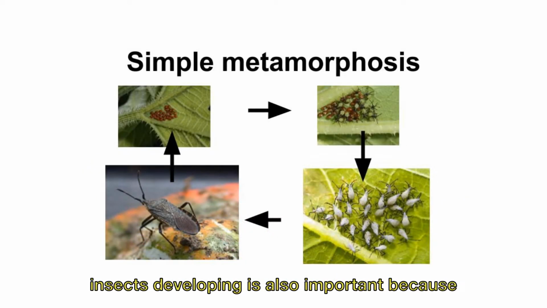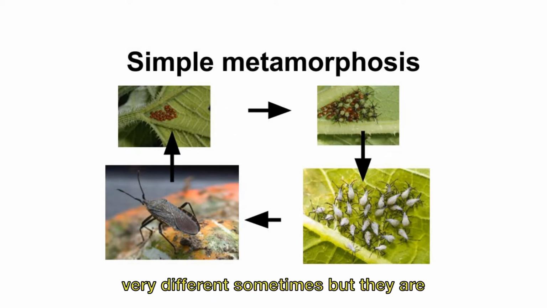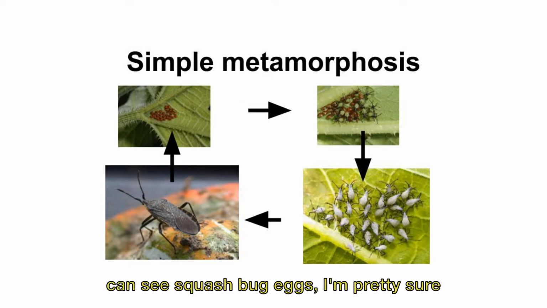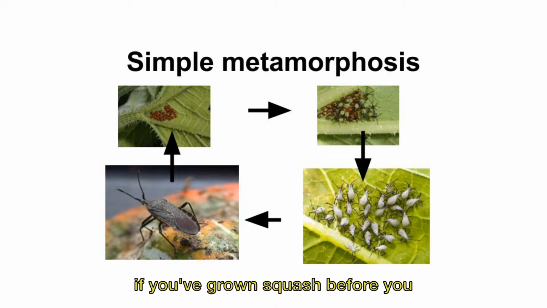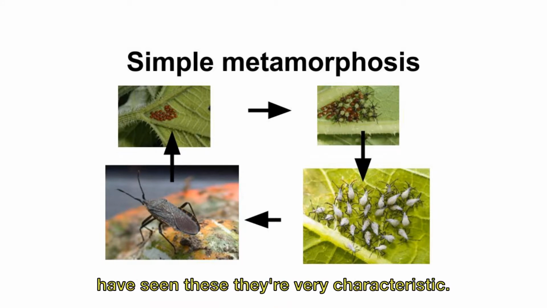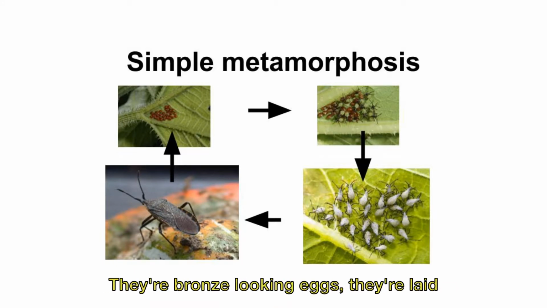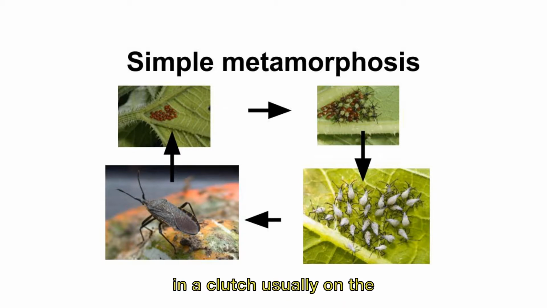So how insects are developing is also important, because you have these things that look very different sometimes, but they are the same species. So case in point here is the squash bug. You can see squash bug eggs. I'm pretty sure if you've grown squash before, you have seen these. They're very characteristic. They're bronze-looking eggs. They're laid in a clutch, usually on the underside of the leaves, but you can sometimes see them on the top of the leaves as well.